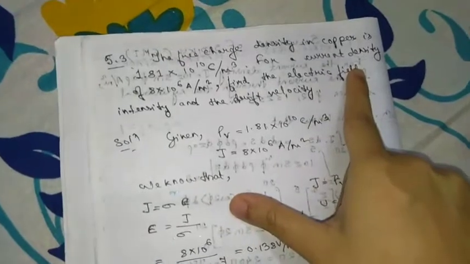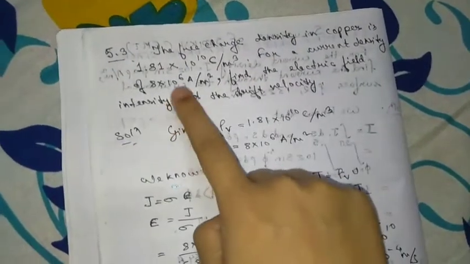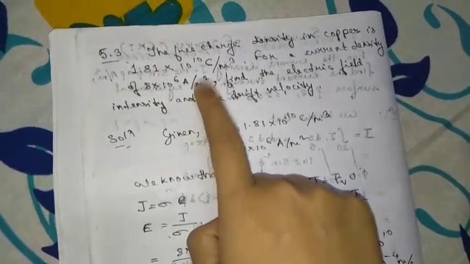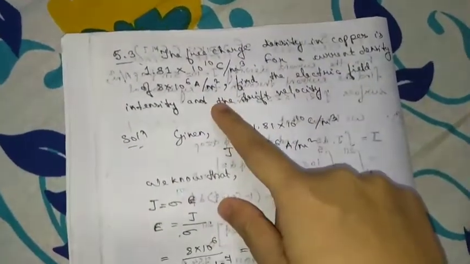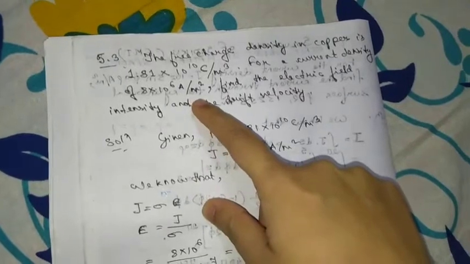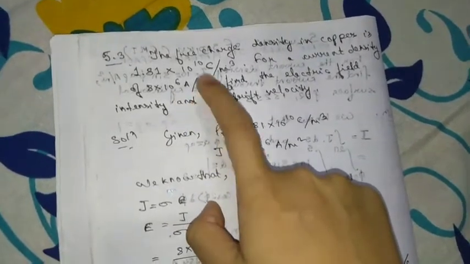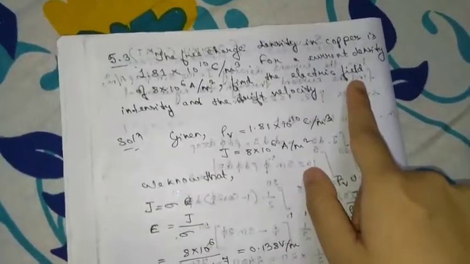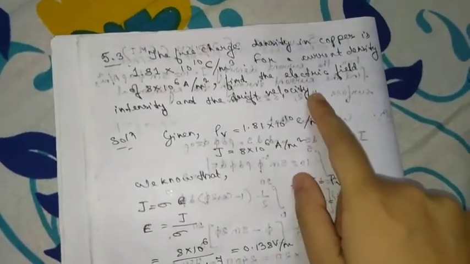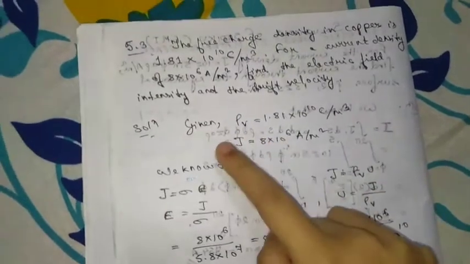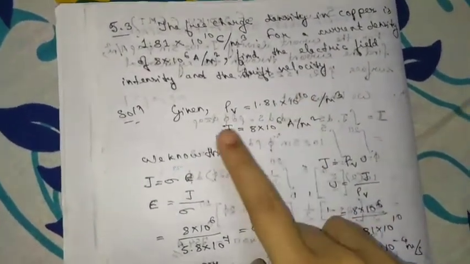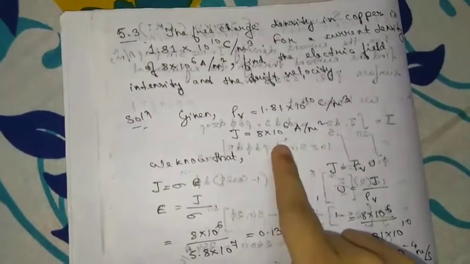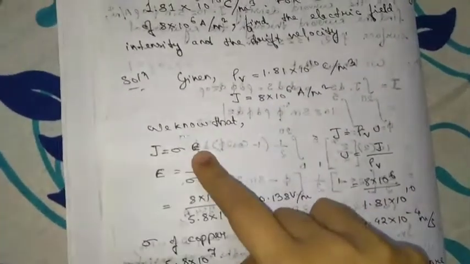For the current density, the value given is 8 into 10 to the power 6 ampere per meter square. So this is the J value. Current density is current by area, so that's why it is meter square. We have to find the electric field intensity and the drift velocity. This is also a formula based question. The volume charge is given, 1.81 into 10 to the power 10, and the current density is 8 into 10 to the power 6, and we will apply the formula directly.